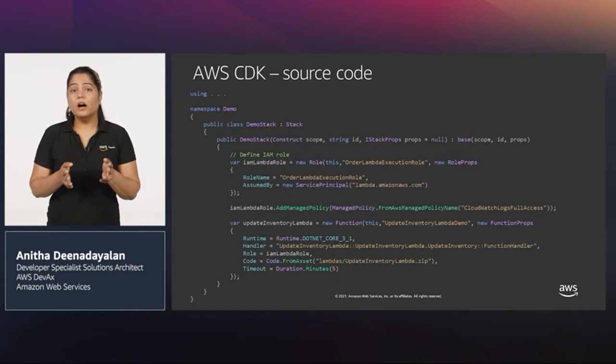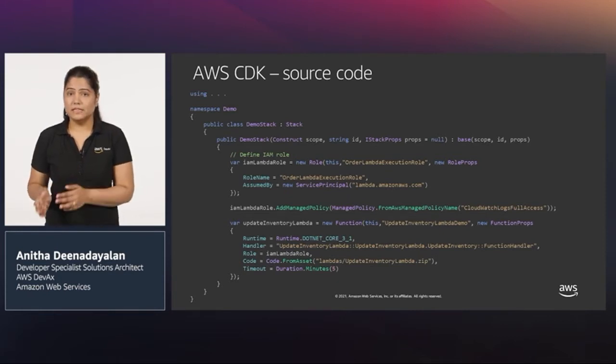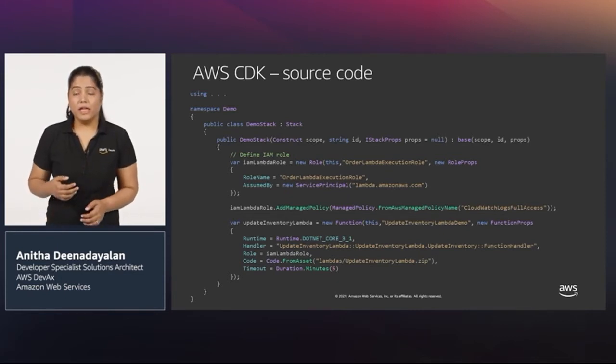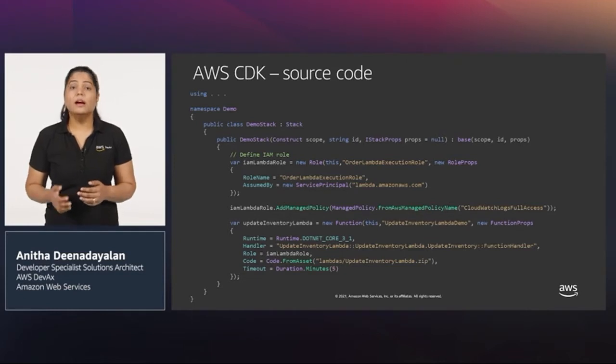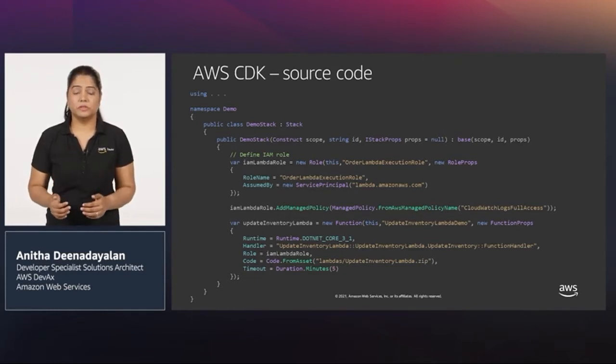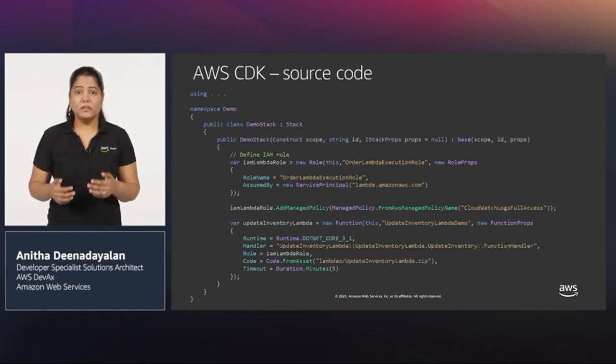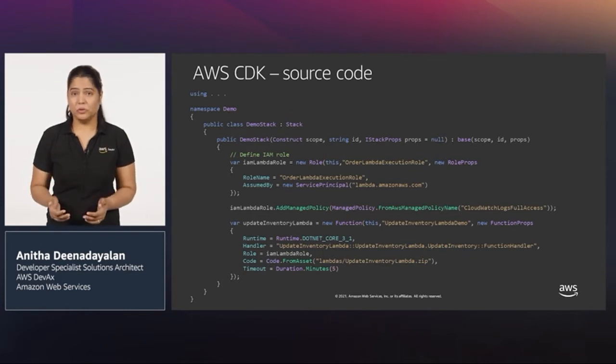Here, you can see how I create the demo stack in C#. I've created an IAM role and a Lambda function. The necessary CDK packages are available on NuGet. When I deploy this code, it will create an IAM role, a Lambda function using the provided zip file, and assign the role to the Lambda function. As you can see, I have written only 10 lines of code to create the resources.